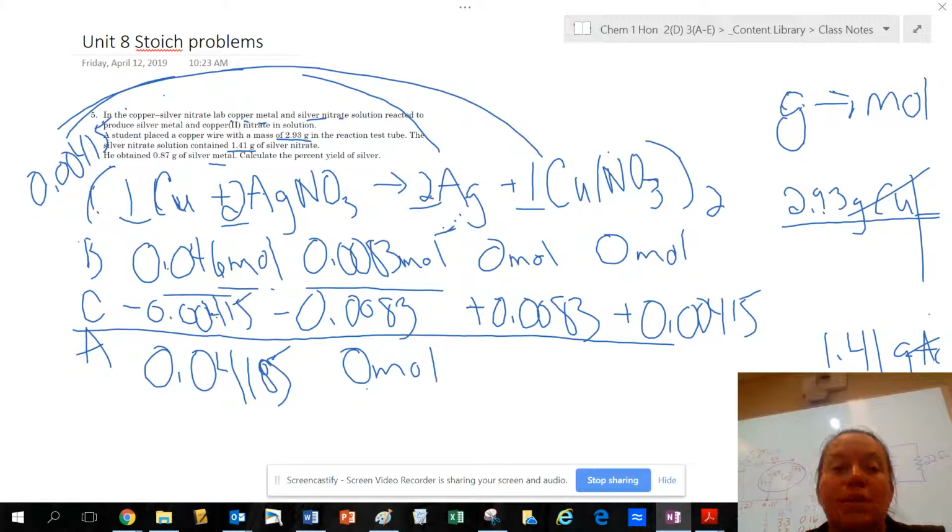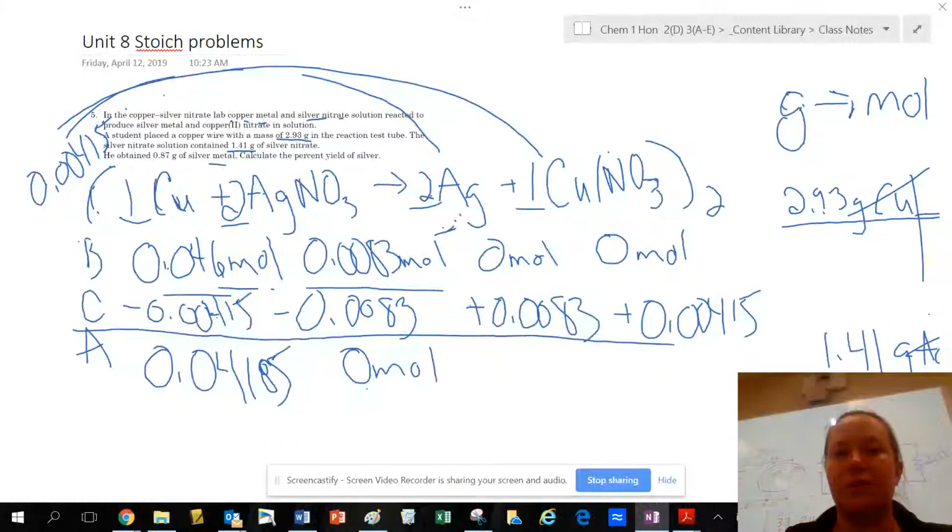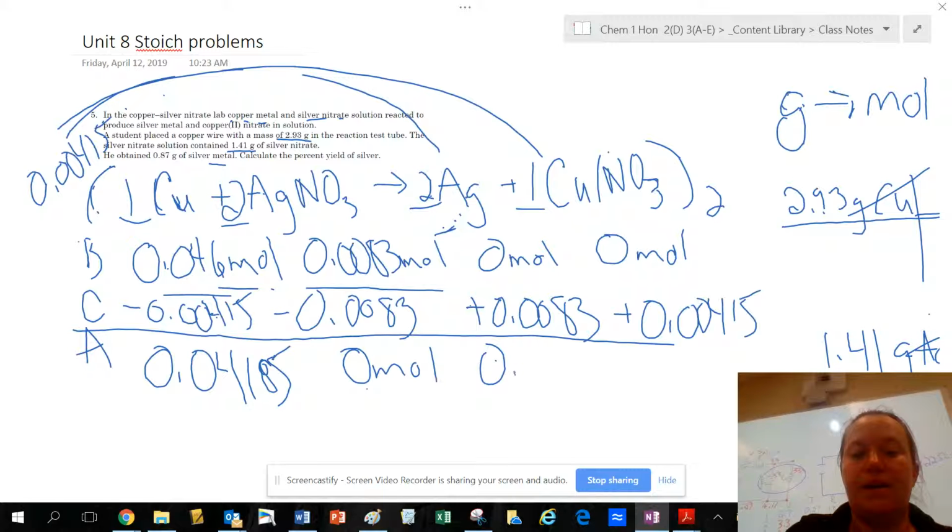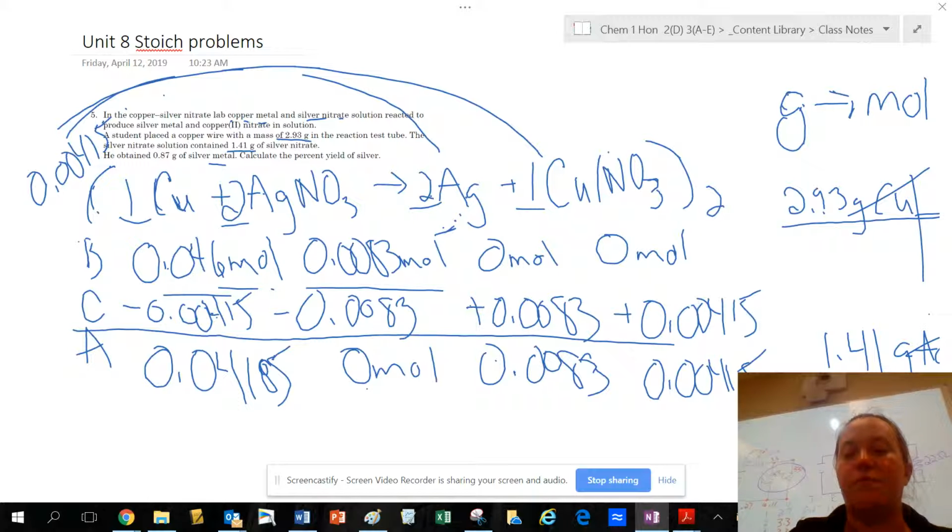And we would need way more of our aqueous solution that we put the nail in to produce more copper. If you guys remember, we were making the iron and copper. We were using iron and copper. So it makes sense. I didn't use up all the copper. There's literally going to still be a piece of copper metal sitting in there. But I did make 0.0083 moles of silver and 0.00415 moles of copper 2 nitrate.